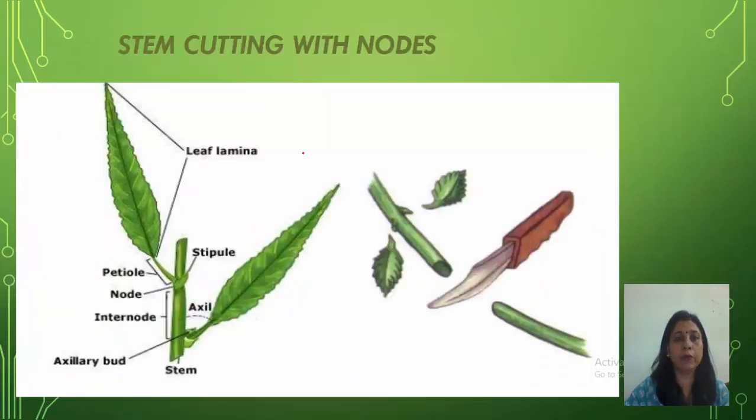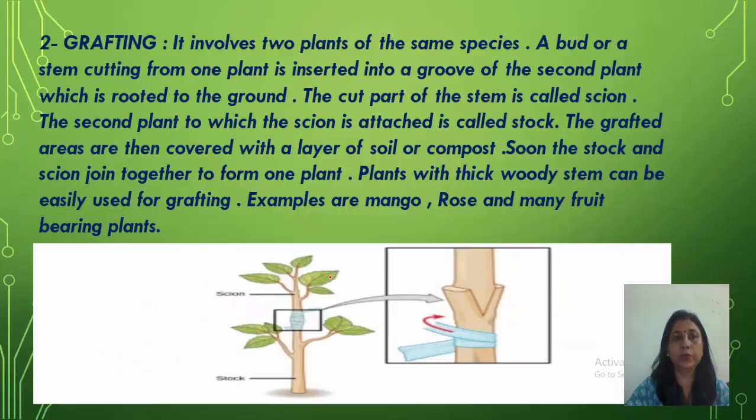Now in stem cutting, one thing is to be taken into account, or it should be noted, that it should have some nodes, meaning the part from where the leaves can arise. So it should be having nodes. Now the next method is grafting. In grafting, it involves two plants of the same species.